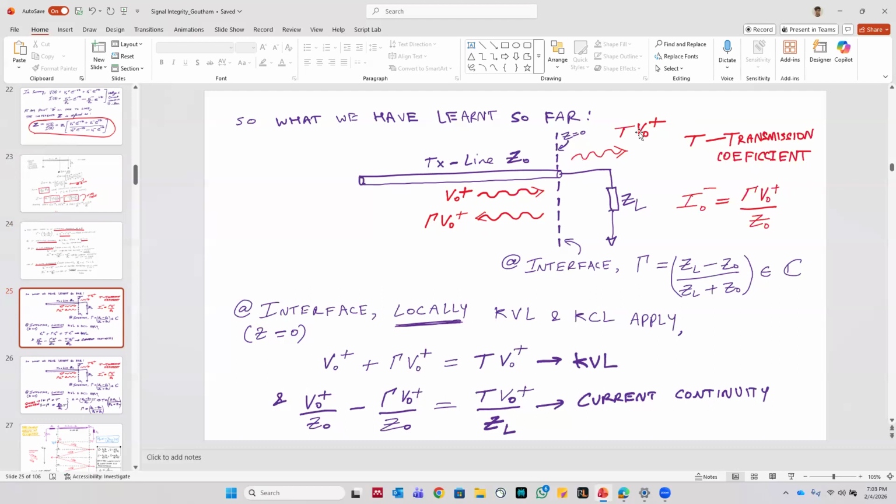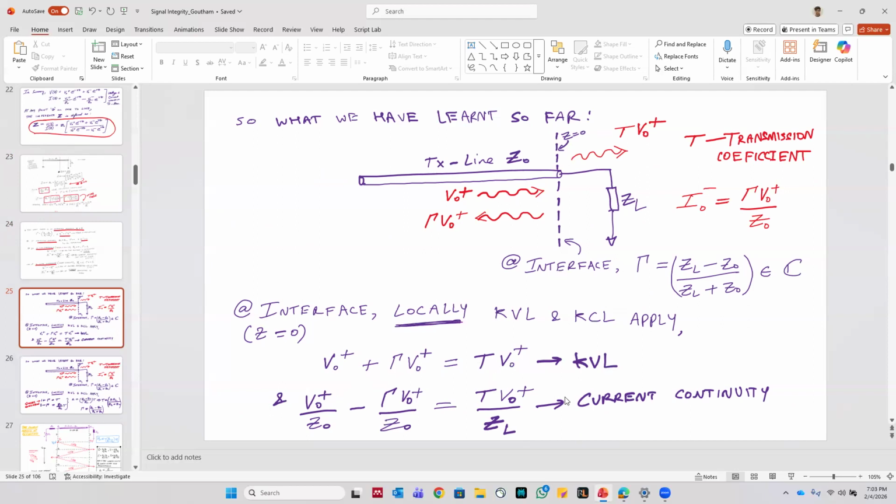So what you can do is, in order to find T, you already have an expression for gamma, but you can also calculate what T is by doing the simple thing, which is that, remember at any location Z, along the Z-axis, KVL, KCL applies, right? At a given point, KVL, KCL always applies. So if I take location Z equals 0, I use KVL and KCL, then I can essentially say that, V naught plus gamma V naught plus is equal to T V naught plus, right? Because the voltages must add up.